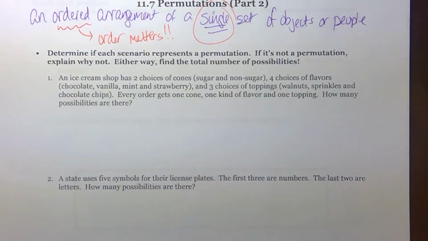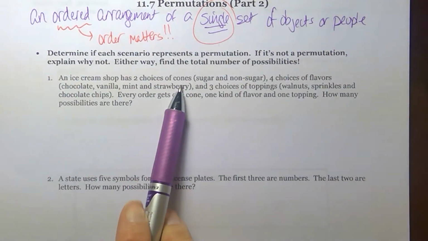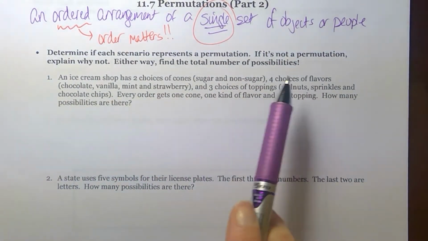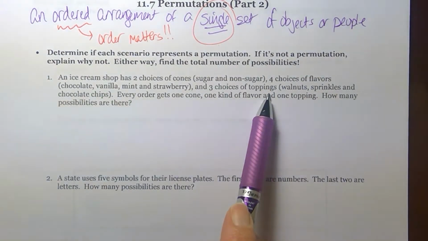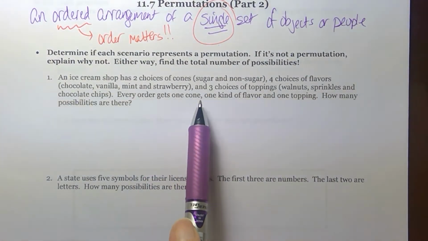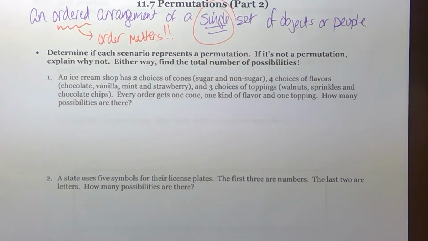Determine if each scenario represents a permutation. If it's not a permutation, we need to say why it's not a permutation. And either way, we're going to figure out how many possibilities there are. An ice cream shop has 2 choices of cones, 4 choices of flavors, and 3 choices of toppings. Every order gets a cone, 1 flavor, and 1 topping. How many possibilities are there?